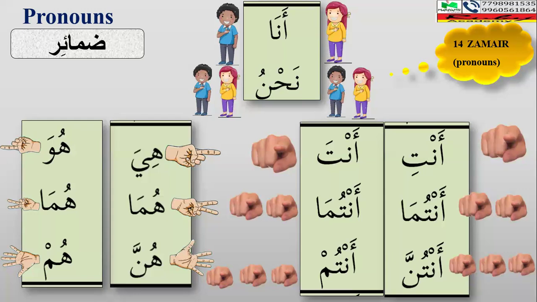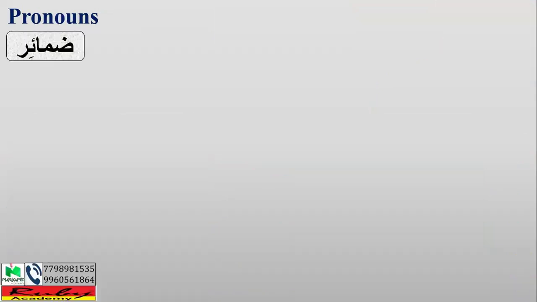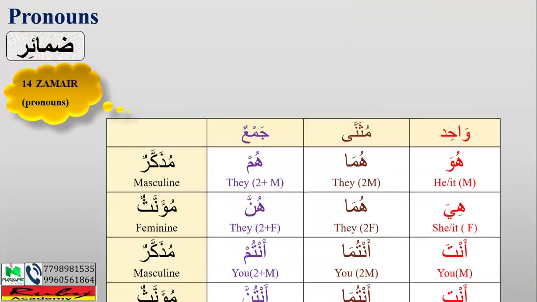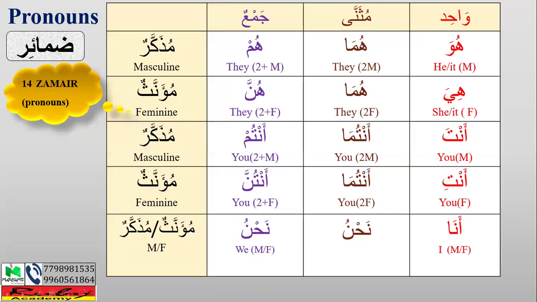So these fingers are very useful to understand which one is singular, which one is dual, and which one is plural. And now we can conclude here with meaning. You can remember this table is important for tomorrow's class. I shall ask each sister to tell me this table with meaning.